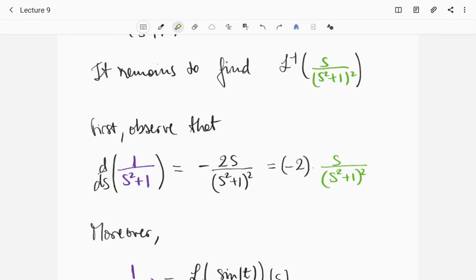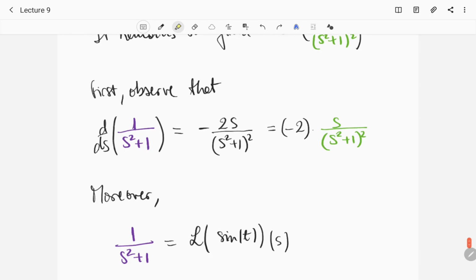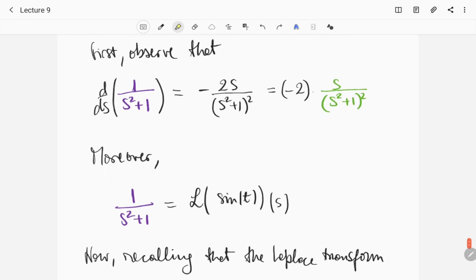So remember this property of derivatives and Laplace transform. If we compute the derivative with respect to s of this function, 1 over s squared plus 1, we get our green function here, but multiplied by this minus 2. And also we know that this guy is the Laplace transform of the function sine of t.